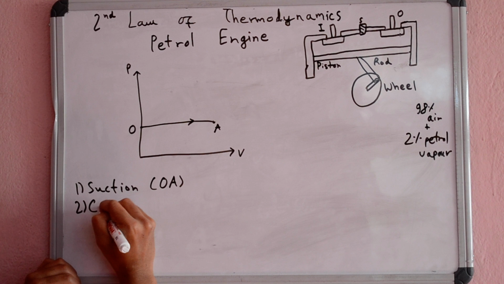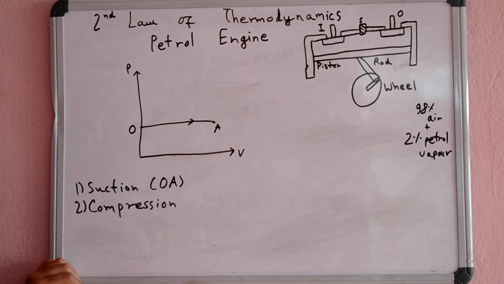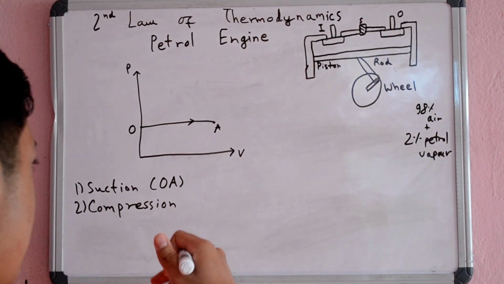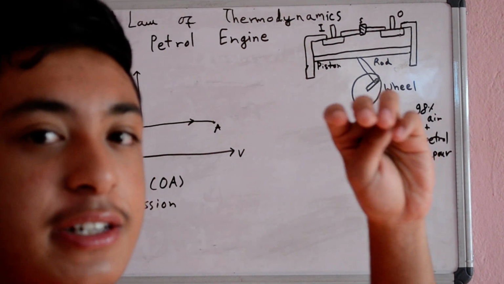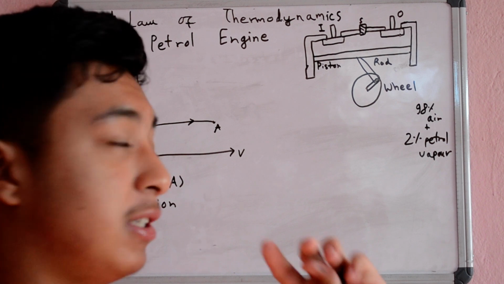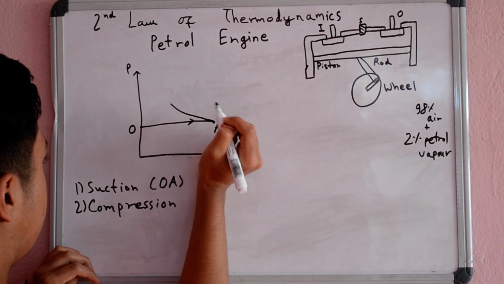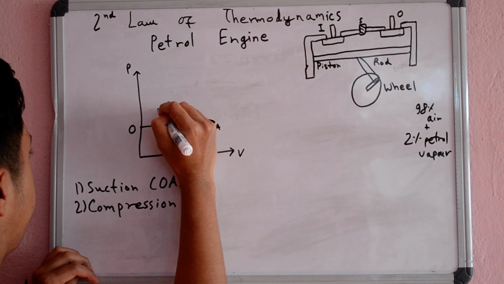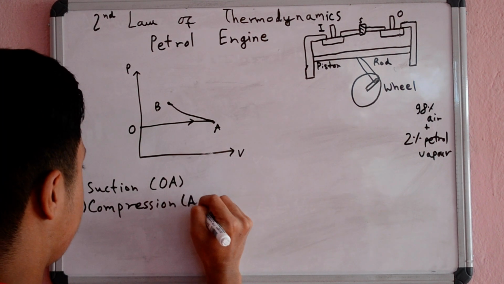The second one is called compression. In the compression stroke, the inlet valve closes and the piston moves inward, thus there's a decrease in volume. But since there's a decrease in volume, there must be an increase in pressure. So let's say around here, point B. This is represented by AB.